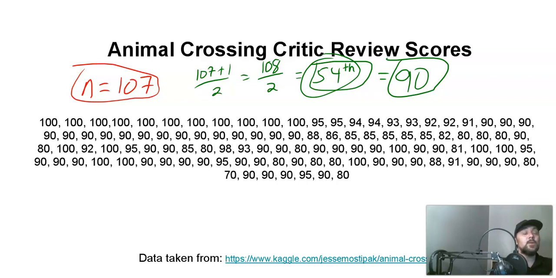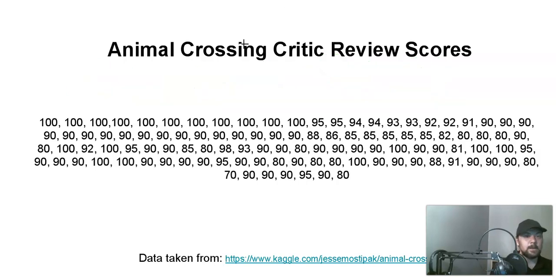Now, I wanted to do a similar exercise, but if there were an even number of data values. We happen to have odd. So I'm going to add one more number to this set to make it even. I'm going to make up something. I'm an angry reviewer, and I'm going to give this game a 50 because I've never played it and I don't think I want to play it. So I'm going to give it a 50. Now I have 108 data values in the set.